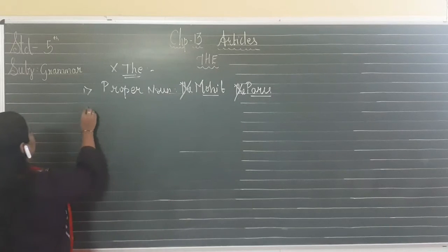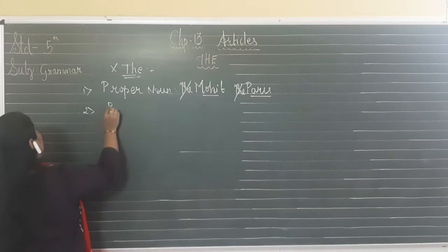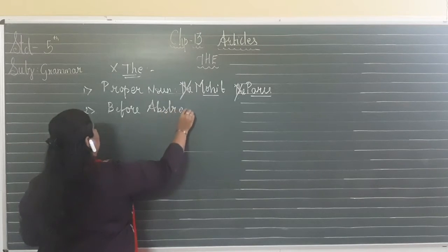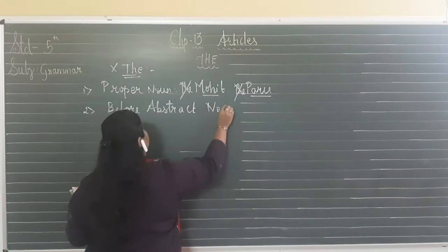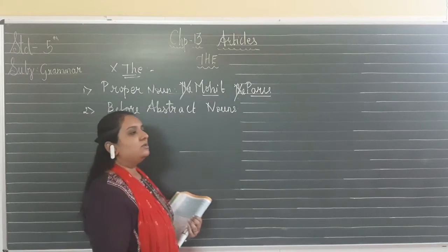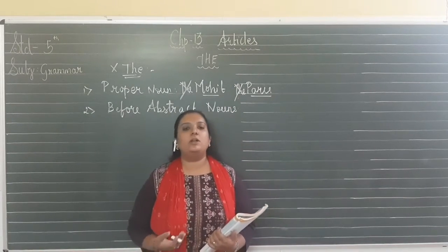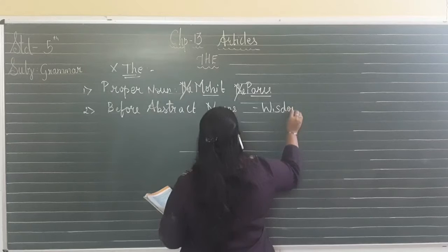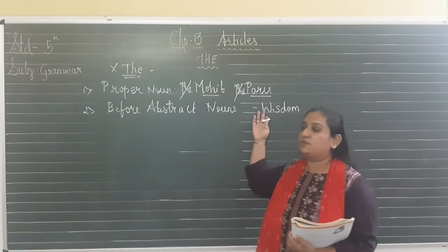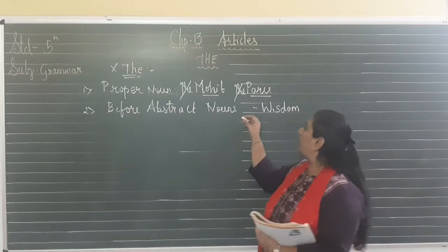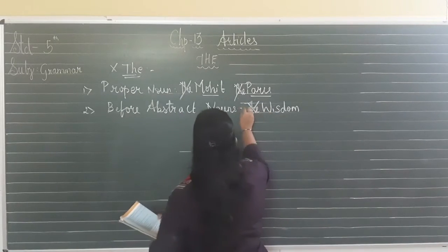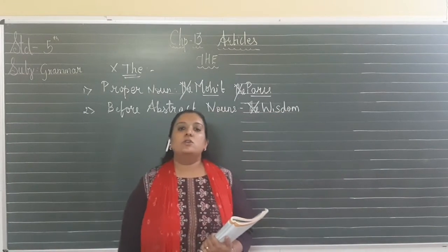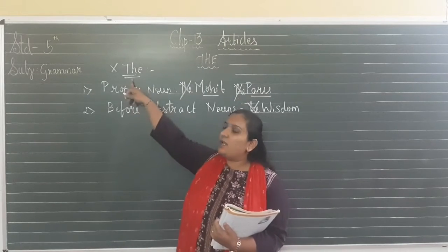Let's have a look at rule number 2. It is saying before abstract nouns. Now what are abstract nouns? We already studied in chapter number 1. The nouns which we can only feel but we cannot touch or see. For example, wisdom. Can we touch wisdom? No, we can only feel wisdom. So wisdom is an abstract noun, so we cannot put article the before it. We cannot say the wisdom, the knowledge, the courage, the kindness. So before abstract nouns, we never put article the.